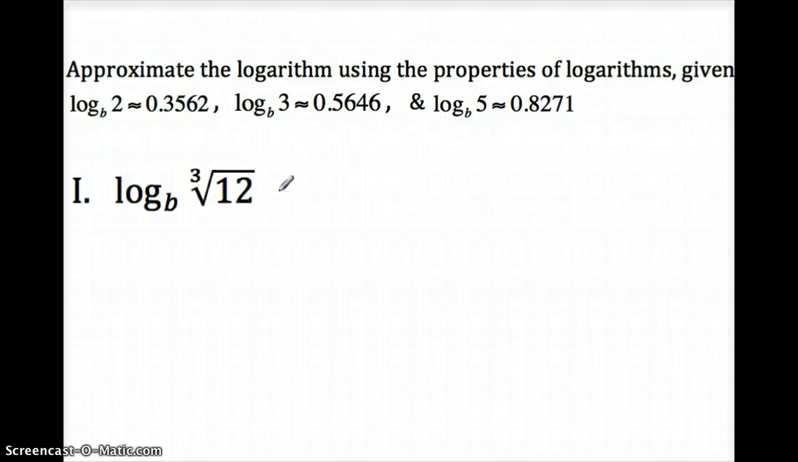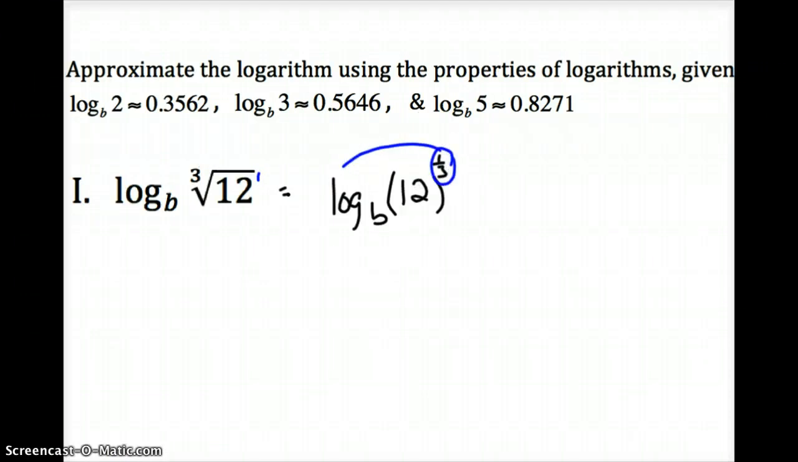Okay, this guy. I want to get rid of the cube root house. So what I'm going to do, I'm going to rewrite 12 with a power of 1/3. Because you know the power is understood to be 1, the root of 3, so that would become a 1/3. And then we know that that 1/3 should come out front. So we would have equals 1/3 log b of 12. Now here's the dilemma. I got to rewrite 12 using 2s, 3s, and 5s.